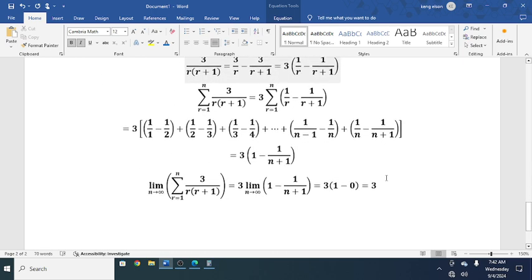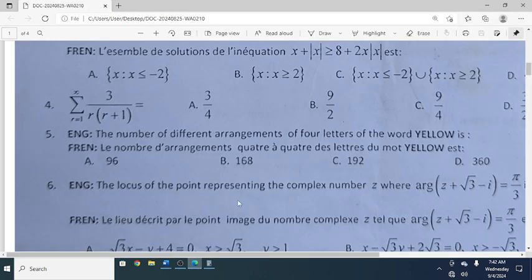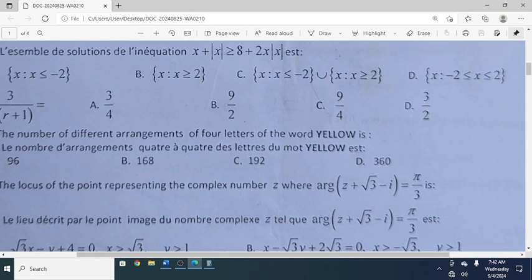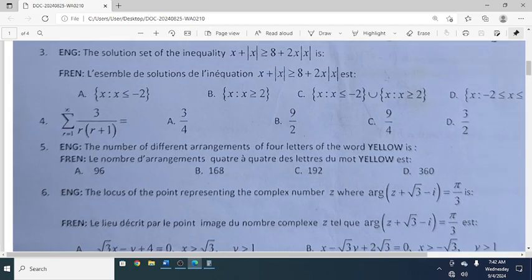Now let's go and check if we have the option among the answers. So clearly option A says 3/4, option B says 9 on 2, option C says 9/4, and option D says 3 on 2. So this particular question has no option. So there is no option to this question 4. The correct answer is this sum is equal to 3. So like I said, the answer here is 3. So option A is wrong, option B is wrong, option C is wrong, and option D is also wrong.